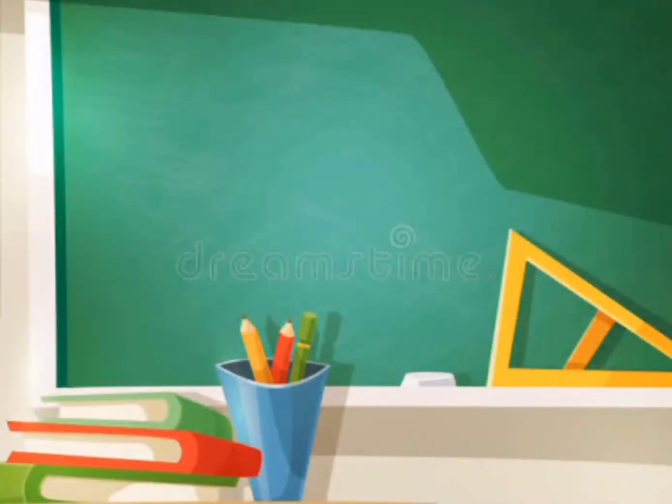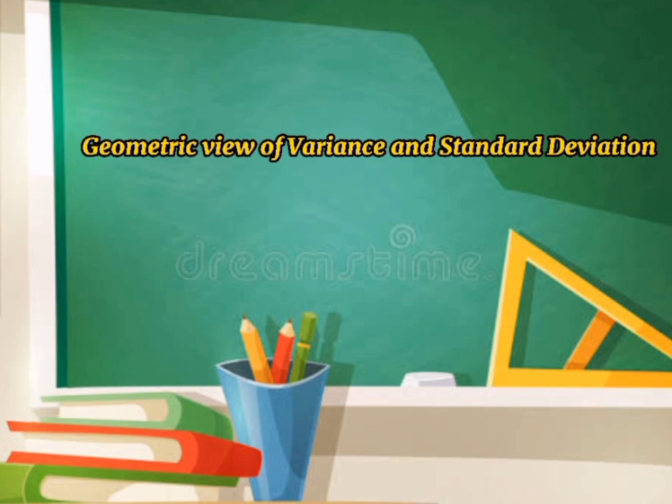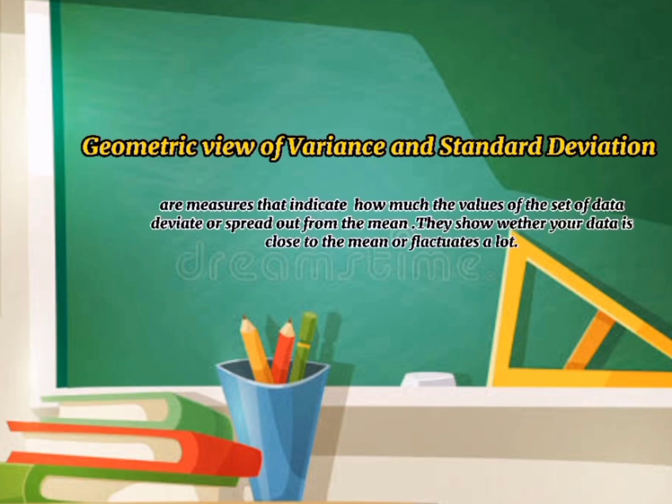In this video, we are going to discuss the geometric view of variance and standard deviation. Variance and standard deviation are measures that indicate how much the values of a set of data deviate or spread out from the mean. They show whether your data is close to the mean or fluctuates a lot.